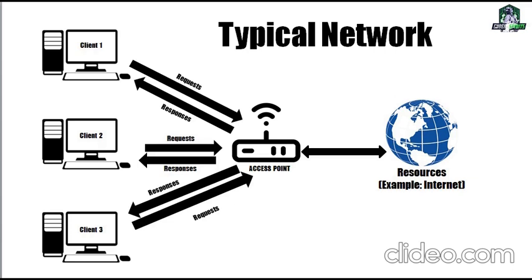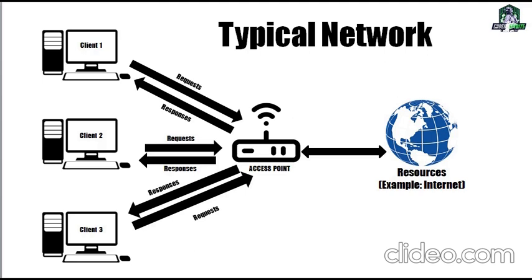Now all networks, whether Wi-Fi or wired, work on the same principle. They have a device that is considered a server or access point. In many cases, for example in your home network, the router or access point is the only device that has access to the resource. So none of these clients have direct access to the resource, even after connecting to the network.